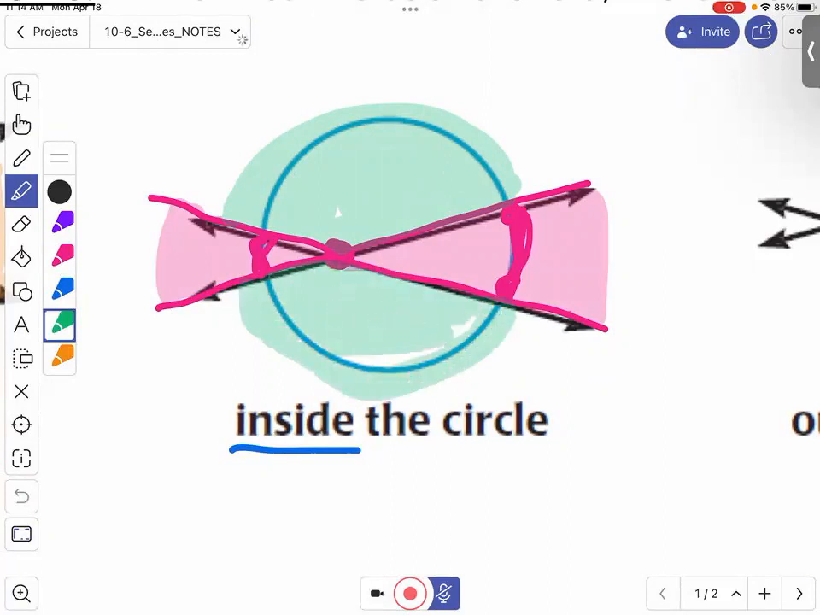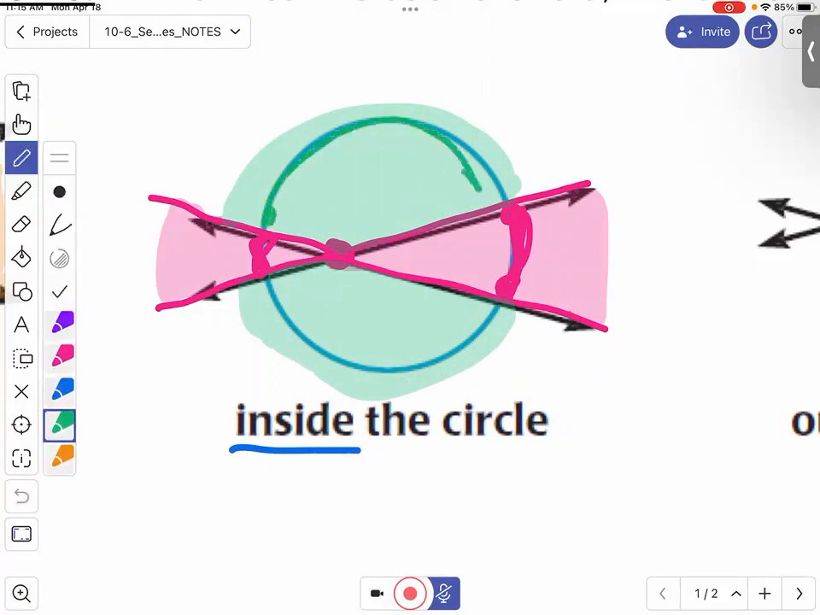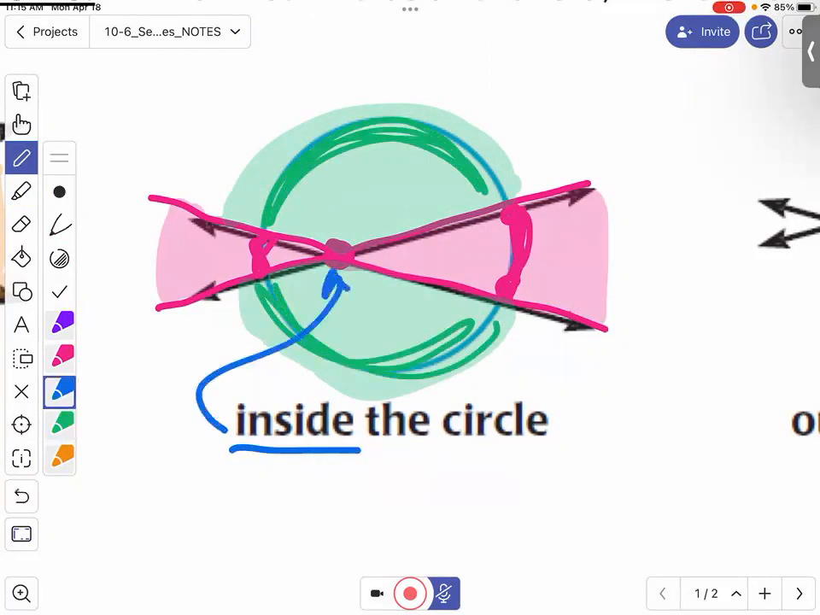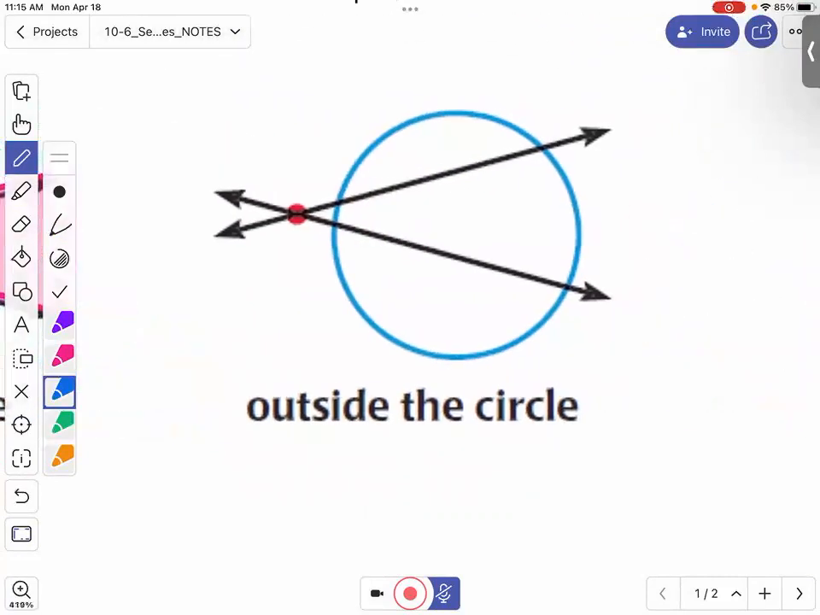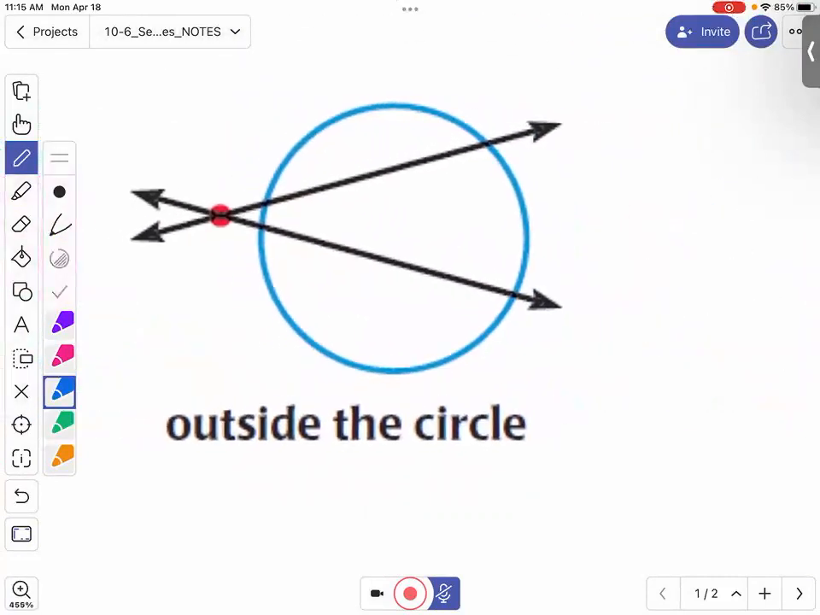So it really depends on which angle we are looking for, because that helps me match up the different arc pieces that I need. But again, this top and bottom, because of those top and bottom vertical angles, will have a relationship, but they are again crossing inside the circle. Outside the circle is a little bit easier to see, just like it was when it was on the edge.